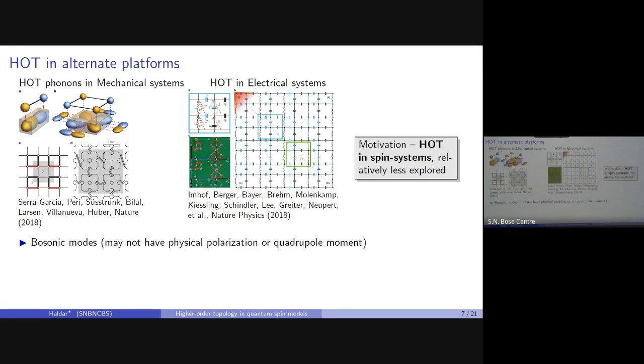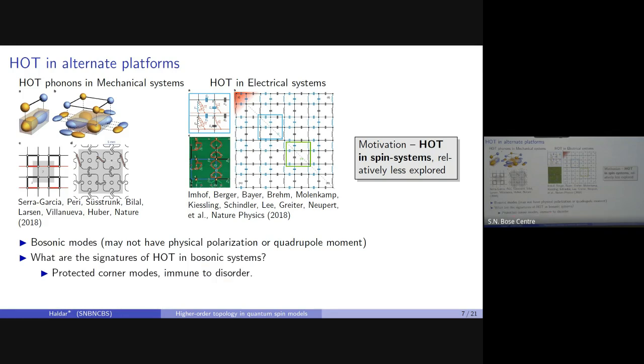For electrons, higher order topology manifests as polarization or quadrupole moment or octupole moment, because of the Pauli exclusion principle. But for bosonic modes, that's not true, because the Pauli exclusion principle doesn't apply, and you can't have a ground state where everything is below the Fermi level. There is no Fermi level to begin with. So for bosonic modes, we have to come up with other signatures. These signatures are exactly the ones that I showed earlier.